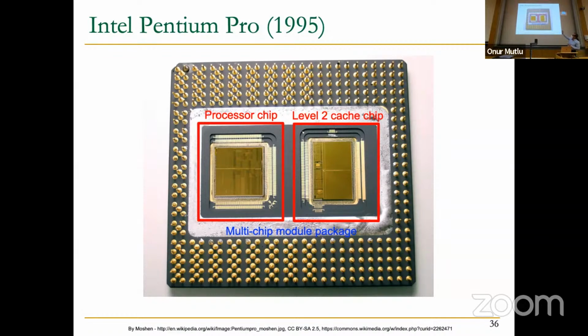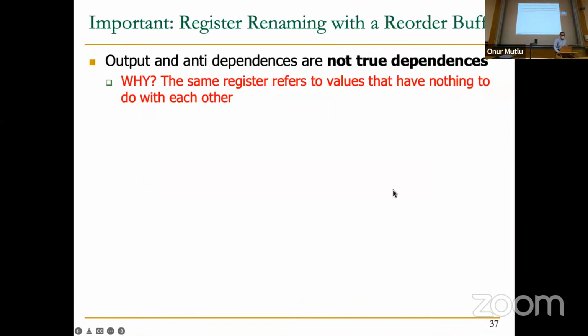You can see that it's beautiful, right? Because the processor chip couldn't fit the 256 kilobyte level 2 cache, which today is all on chip, they have a separate chip for the cache. So this is the processor and this is the memory, and you have a multi-chip module package here. Okay, so let me go into this a little bit more before we conclude.